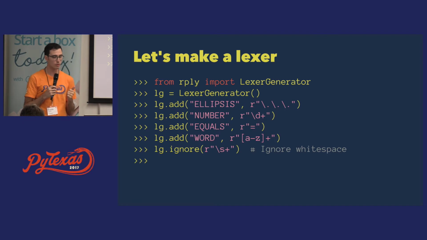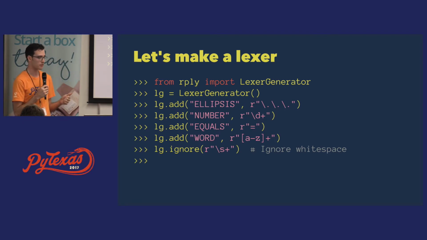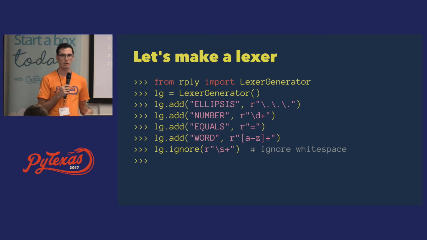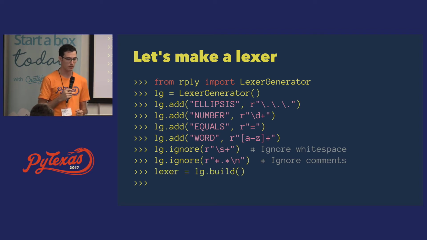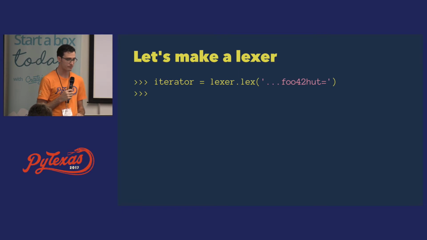Because we're super cool, we're not going to care about any white space characters. So any white space token or character is just going to be completely thrown out. And we're also going to ignore comments because we're good developers. And then we'll build our lexer. And we'll have this object called lexer. And I'll show you how it works.